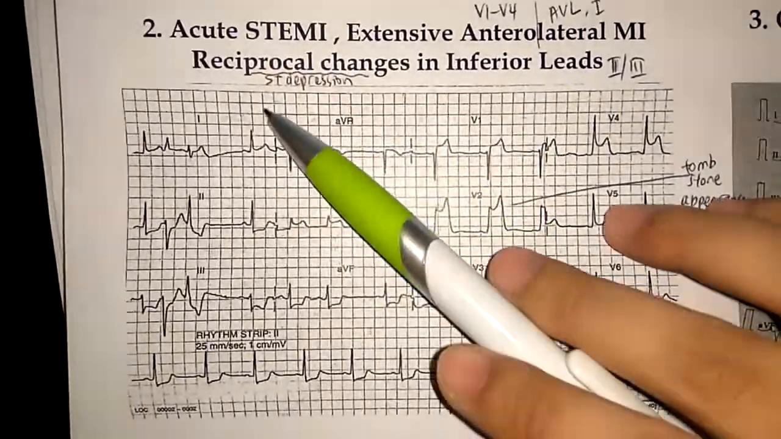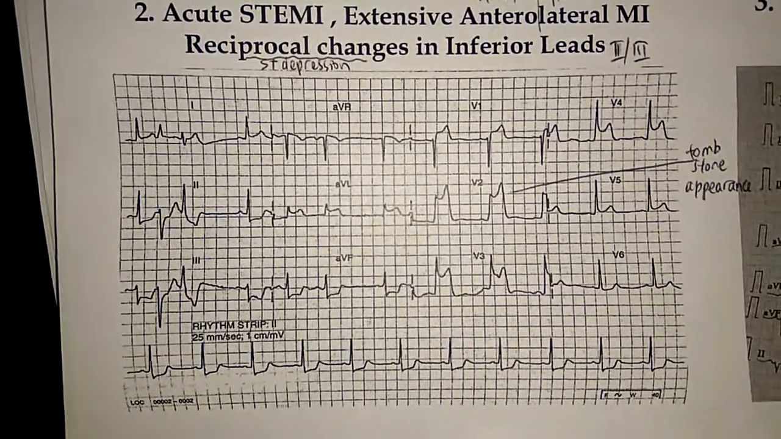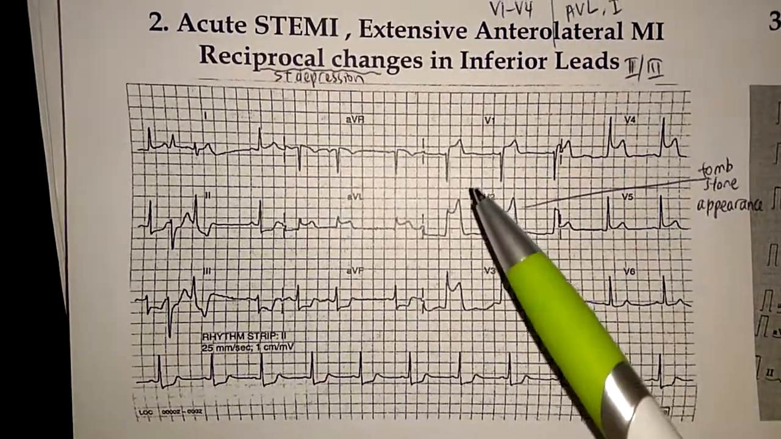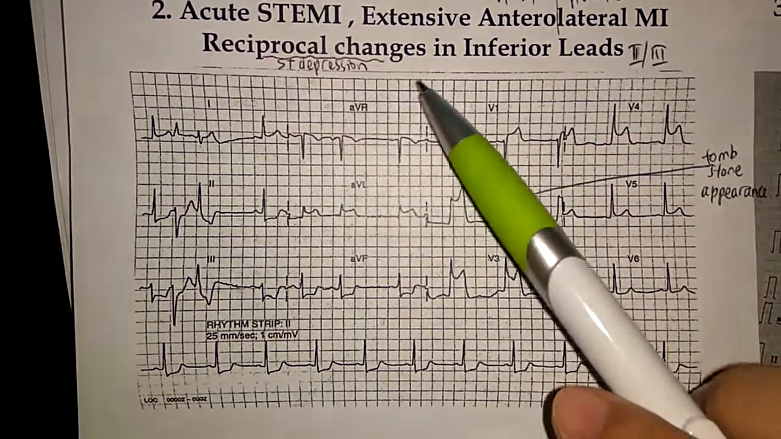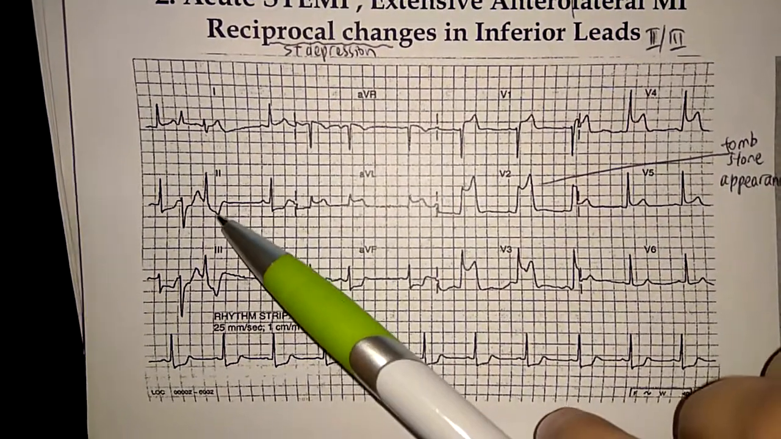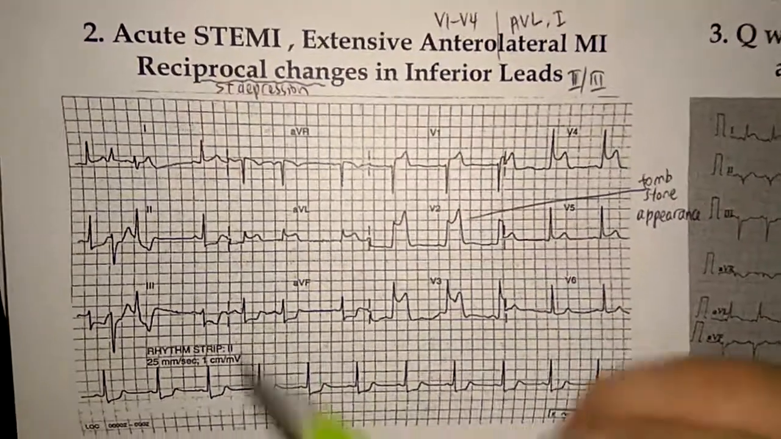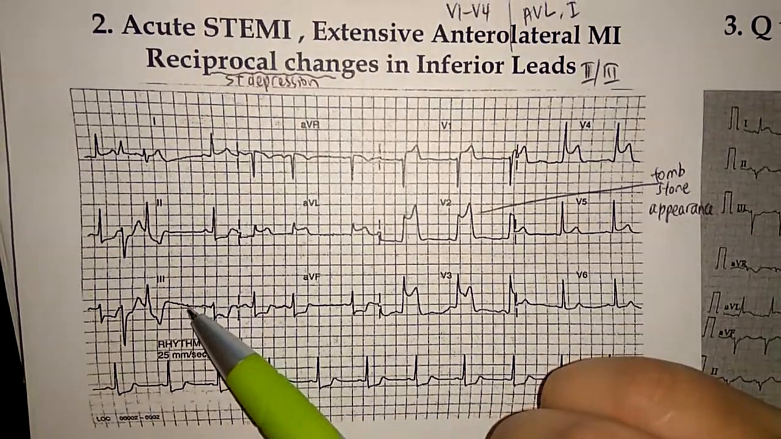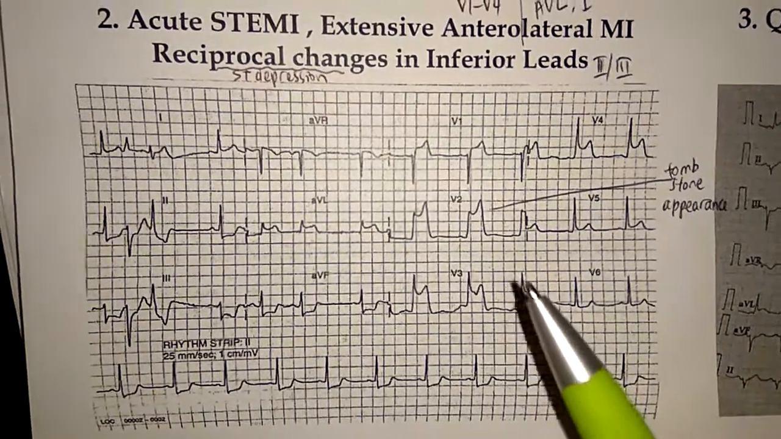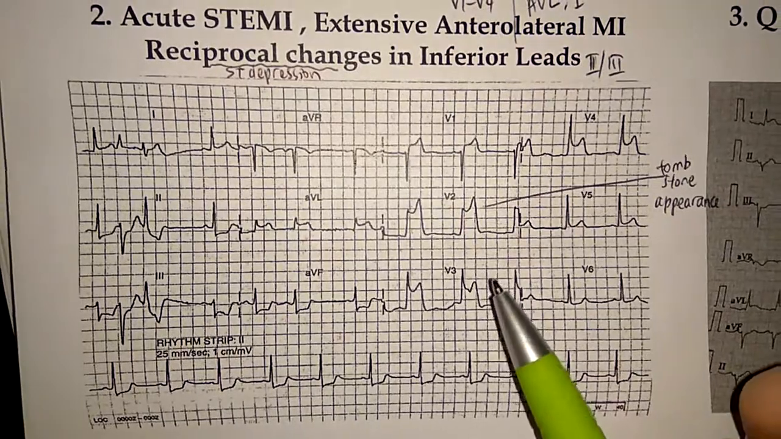Now, let's talk about reciprocal changes. Okay, what does it mean by reciprocal changes? It is actually ST depression seen in the opposite lead from the ST segment elevation. As we can see here, reciprocal changes in leads 2 and 3. See, 2 has ST depression, 3 has ST depression. So these are called reciprocal changes, and this is reciprocal to the opposite lead, which are the inferior leads.